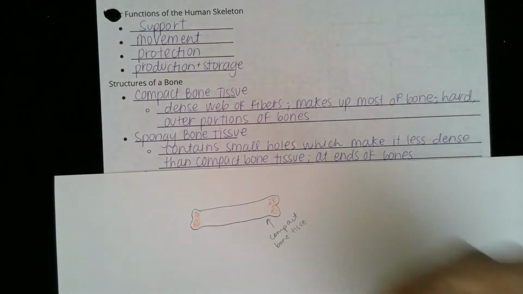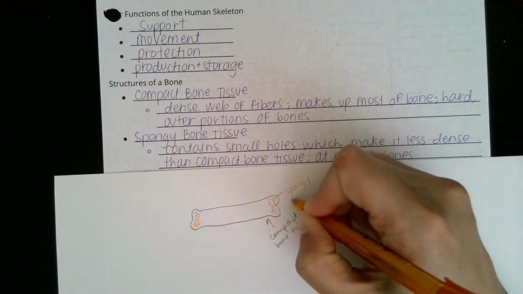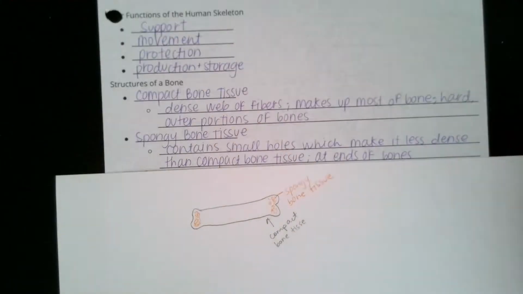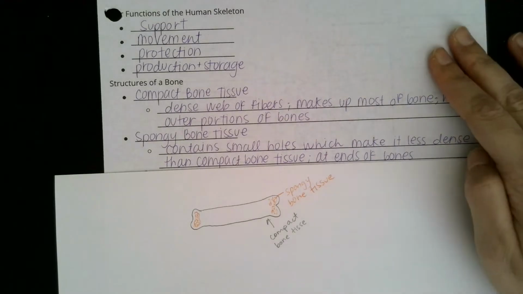All right, and then I've got to label it. Spongy bone tissue. Okay, and I drew it with dots because I said that it has small holes in it, which makes it less dense.